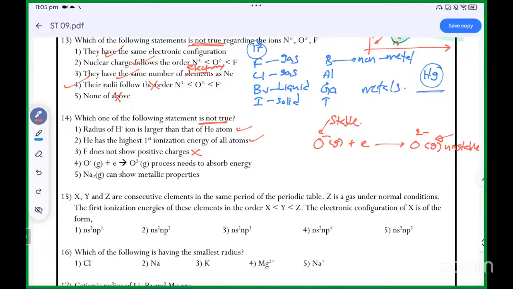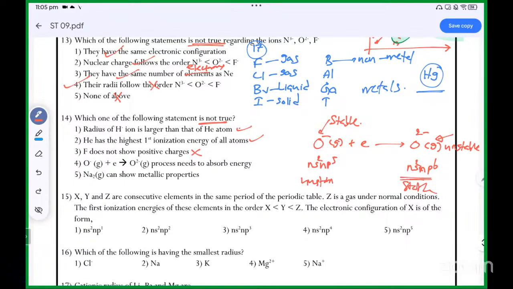Then taking these two, O minus has ns2 np5 configuration because oxygen has ns2 np4. It has gained 1 electron, ns2 np5. Then O2 minus has ns2 np6. Out of these two, the ns2 np6 has the highest stability. So if this is stable, this is unstable. So actually this process is going from instability to stability, right?